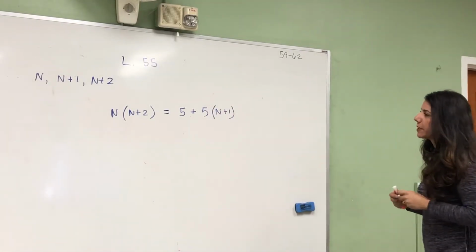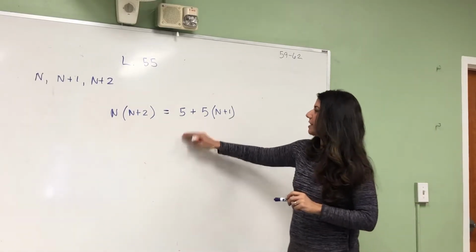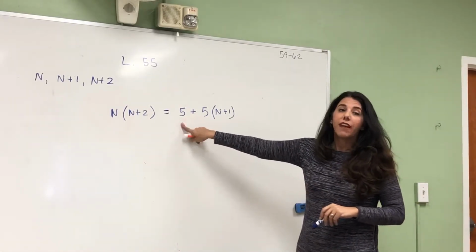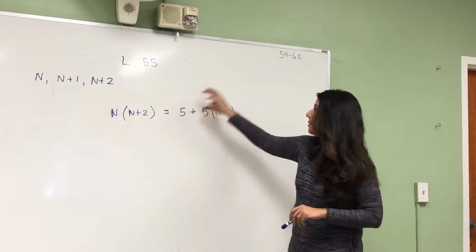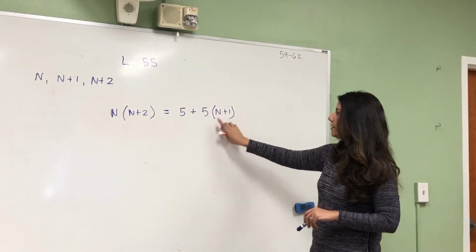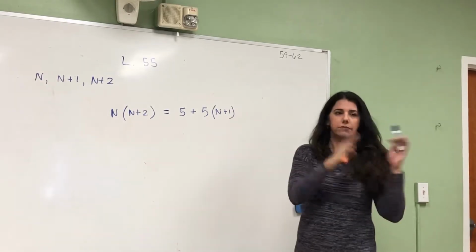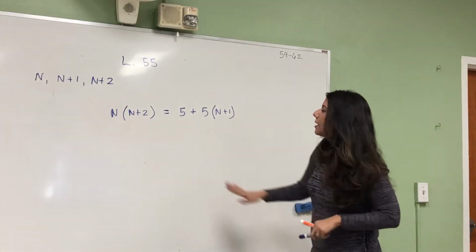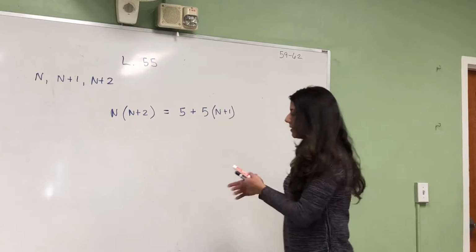Now what's tricky is when I say 5 greater than, it's easier just to say 5 plus. But if I were to say 5 less than, it would have to be over here, like this would be 5 times this minus 5. Does that make sense? Okay, so now we have to solve this. So what do we do?